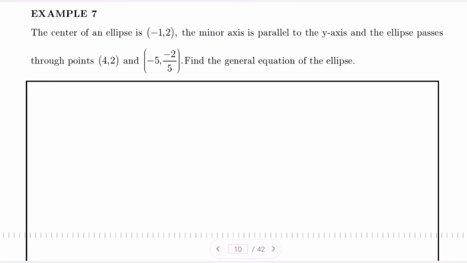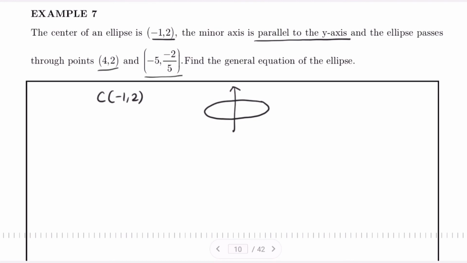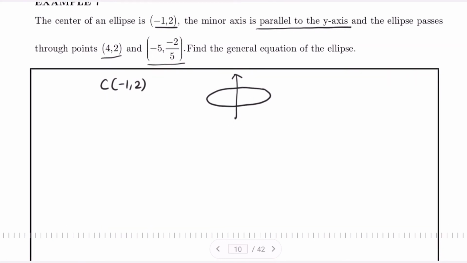Last example on our second lecture. You are given the center of an ellipse is negative 1, 2. The minor axis is parallel to the y-axis, so the shape is something like that. The ellipse passes through 4, 2 and negative 5, negative 2 over 5. From this shape, you basically know that your A is greater than B.